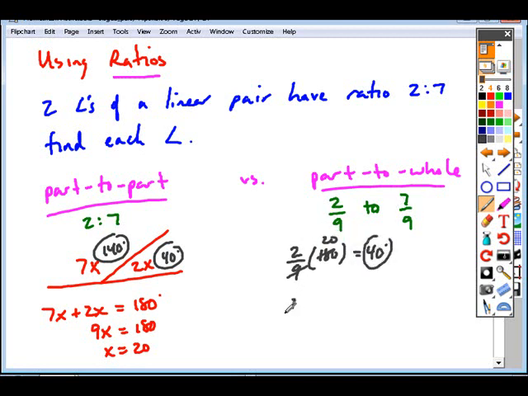Okay, 7/9 is the larger part of the whole, which was 180. Again, 9 goes into 180, 20 times 7 is 140. You see that you're going to calculate it the same either way. It's just a matter of how you interpret and set it up. Okay, but if you can think of it in part to whole terms, oftentimes it might be an easier problem to work through.